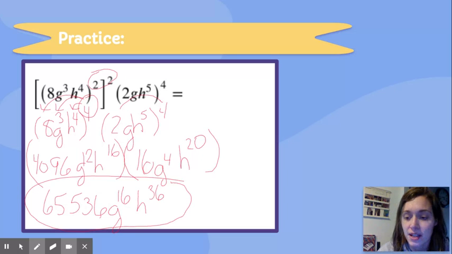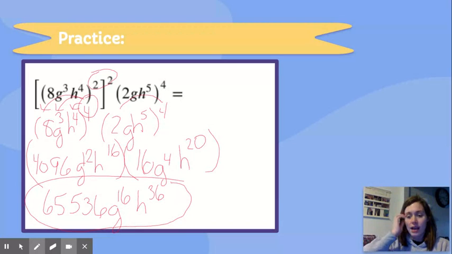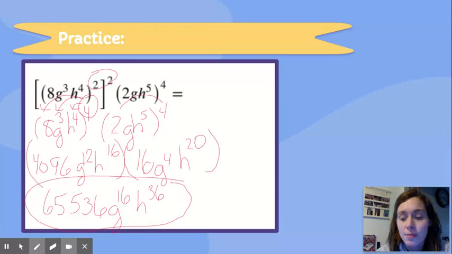It's fully simplified. So you're going to practice this today on Nearpod. Just remember that when you're multiplying, you add the exponents. When you have exponents with exponents, that's when you multiply. So you just want to keep those two rules separate, and I think you'll do just fine.